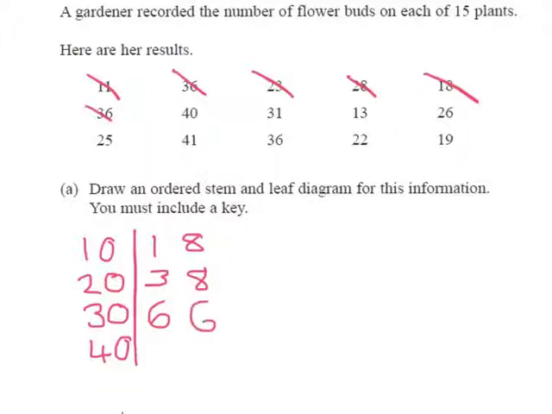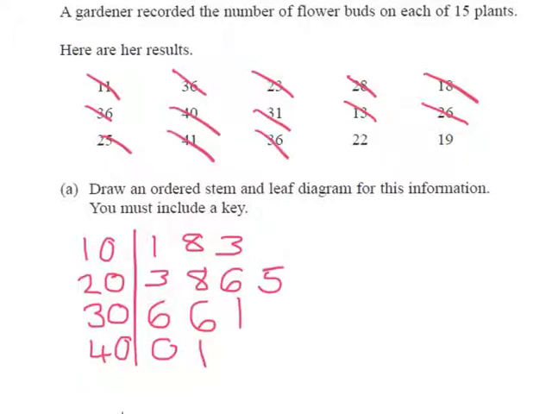36, 40, 31, 13, 26, and so on. Now you might notice I'm trying to do this nice and tidily so the numbers are in line with each other. It is important to keep a stem and leaf diagram nice and tidy. You will lose marks if this is not done.